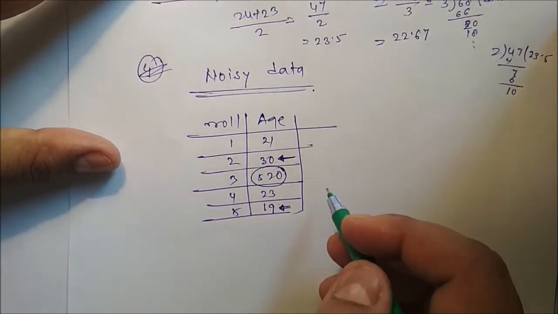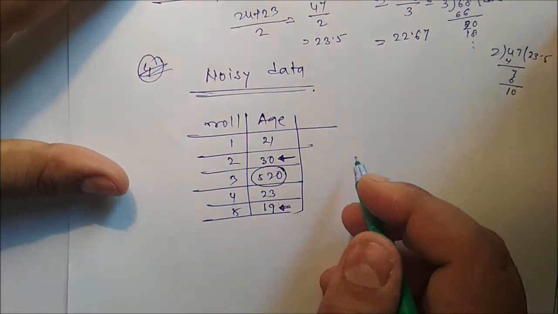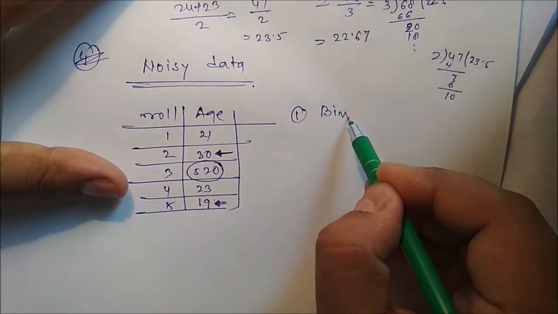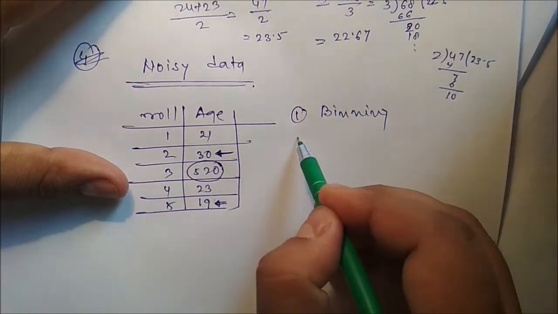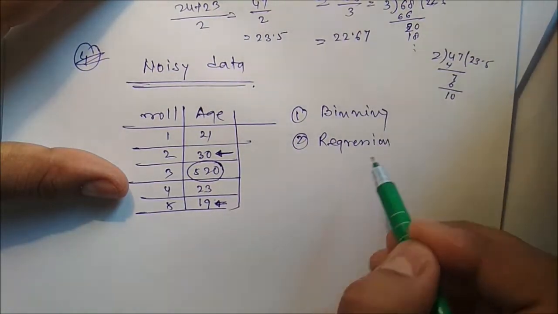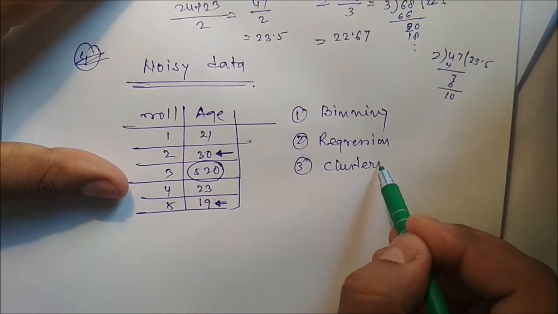Now in this section our goal is to apply noise removing techniques. A few noise removing techniques are there. The first one is binning. Then we may apply regression, or we may apply clustering.